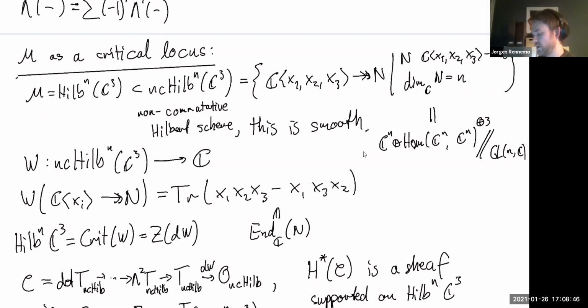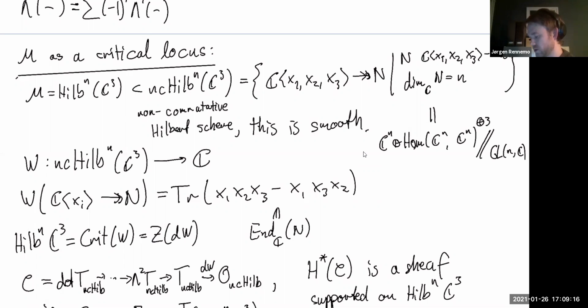Right. So that is how you see, that's how I would say I see that they're smooth. You can write them as a GIT quotient of something smooth, and you can check that it's really a geometric GIT quotient, so there are no stabilizers or anything like that. So this is for any n, right? Not just 3 and 4, but for all n. Yes. Okay. Completely general.